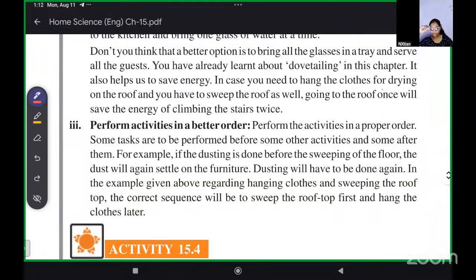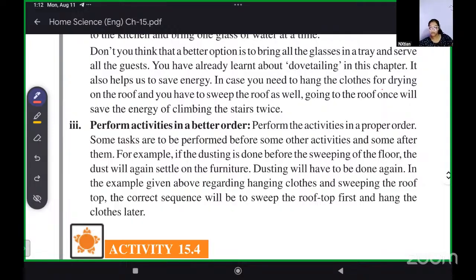Now, we also perform activities in a proper order. Some tasks are to be performed before some other activities and some after them. For example, if the dusting is done before the sweeping, then when you sweep, the dust will rise and again settle on the furniture and on all the objects. So first we do sweeping, brooming, and after that, we do dusting at the end.